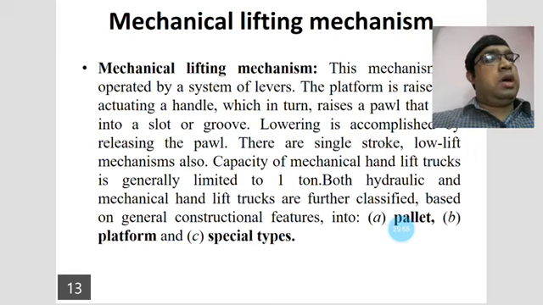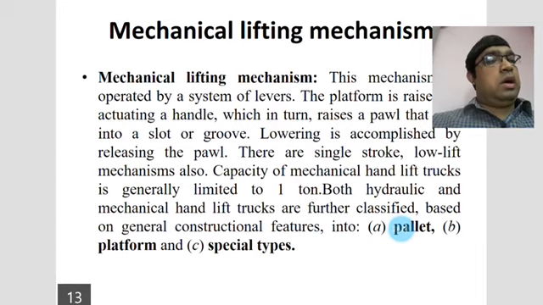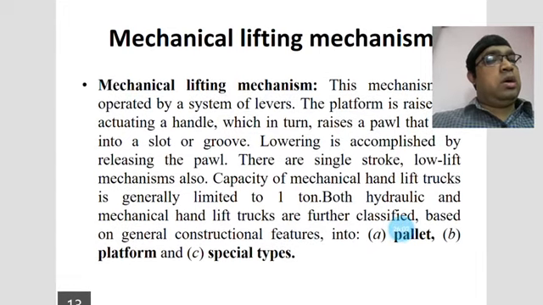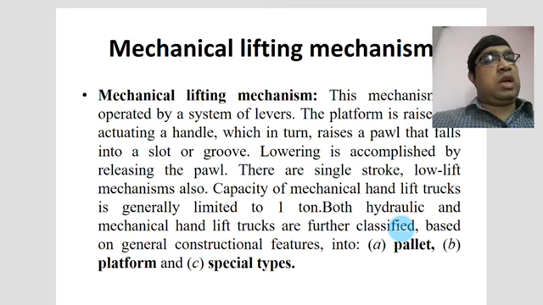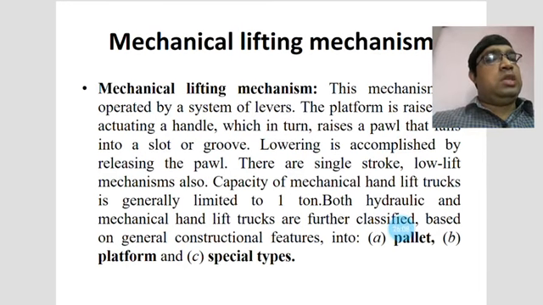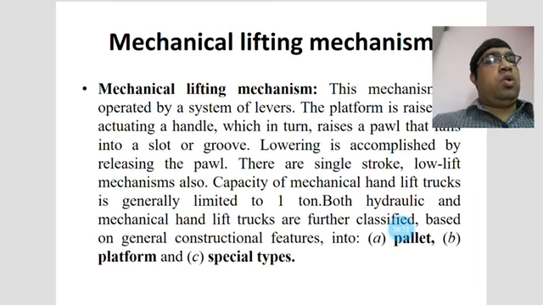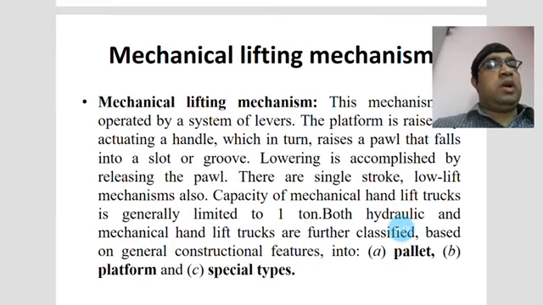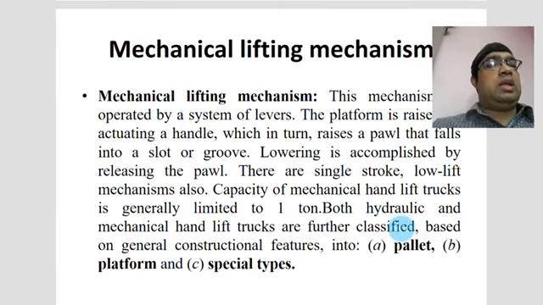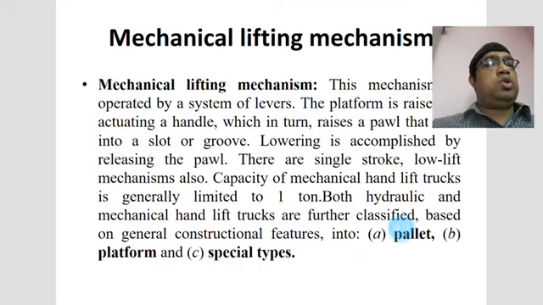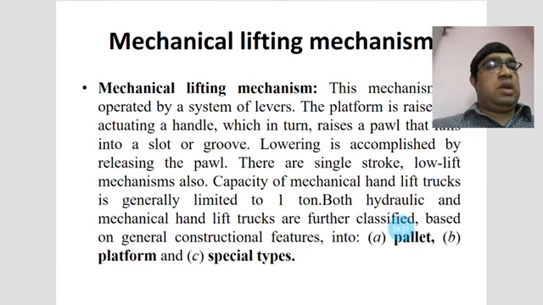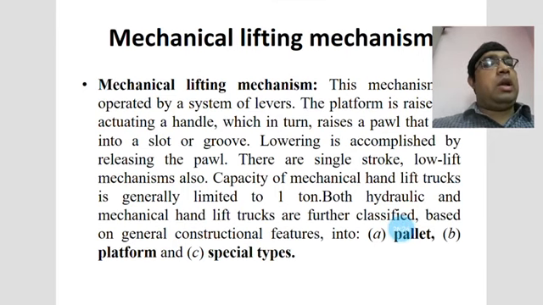Because different types of levers are available in these mechanical mechanisms, and one will be concentrated into a much larger arc. The platform is raised by actuating a handle, which turns a pole into the slot of grooves. Lowering is accomplished by releasing this pole, and the single stroke low lifting mechanism is also included in these systems. And the capacity of mechanical hand lift trucks is also available according to the mechanical lifting mechanism.